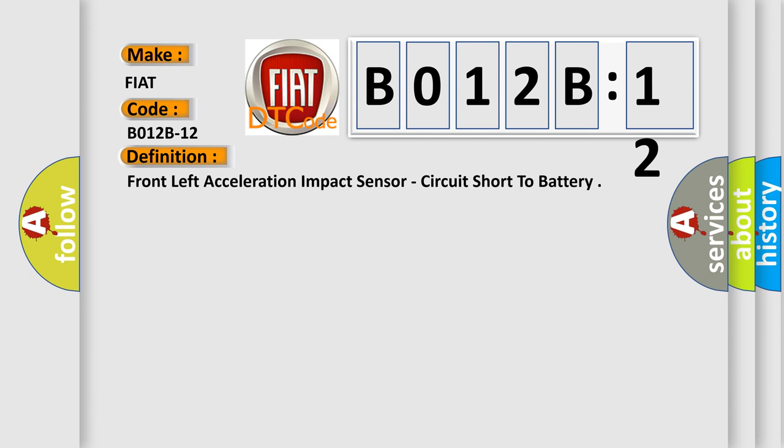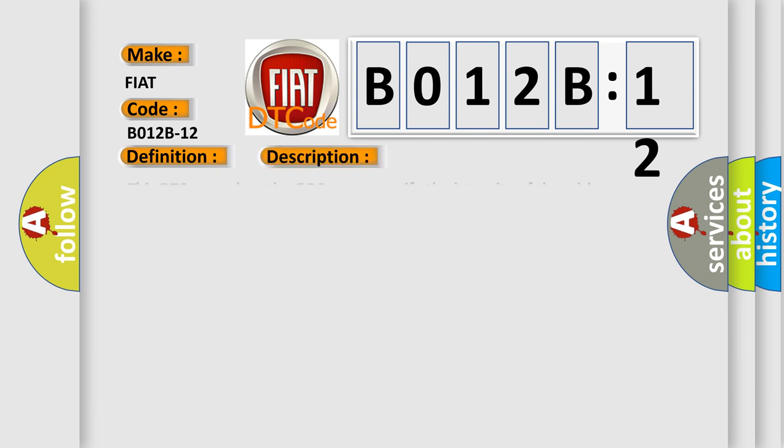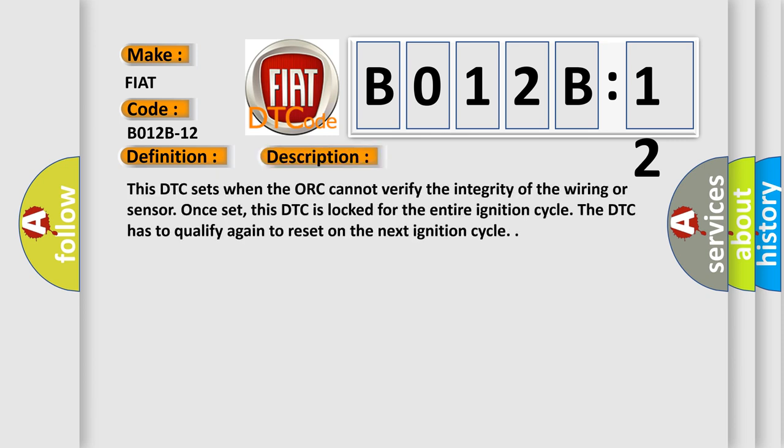And now this is a short description of this DTC code. This DTC sets when the ORC cannot verify the integrity of the wiring or sensor. Once set, this DTC is locked for the entire ignition cycle. The DTC has to qualify again to reset on the next ignition cycle.